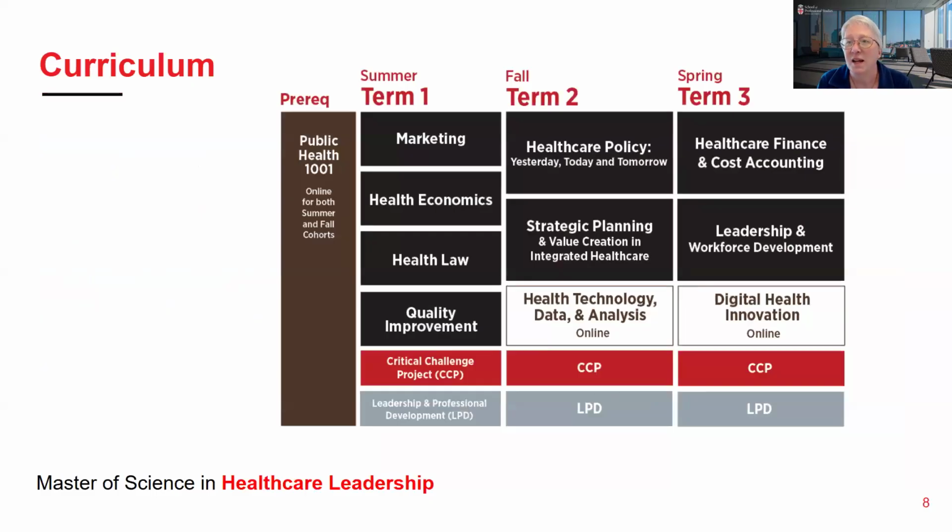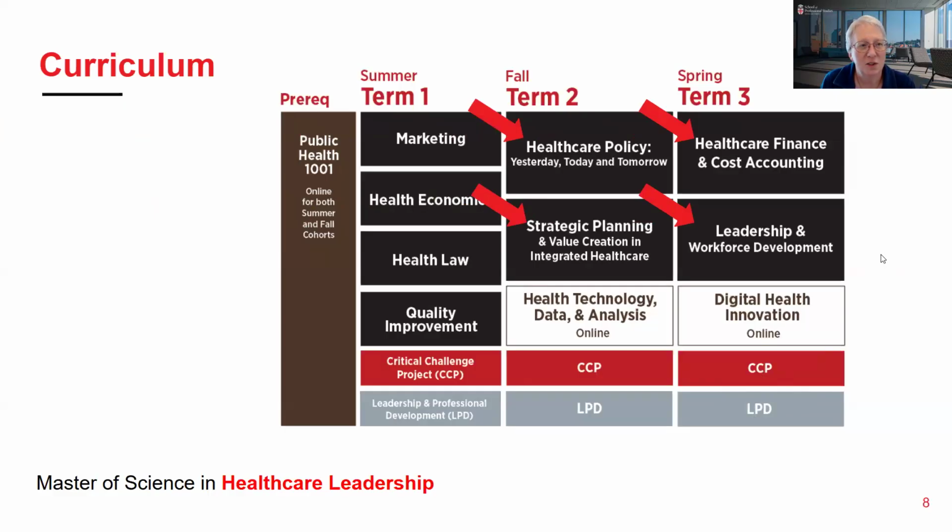The program is 8.5 credits. That's the way Brown defines credits, and occurs over 3 continuous semesters or terms, as Brown calls them, and is comprised of these courses. So I'm going to quickly give you a little bit of those. In the fall and spring term, we have some full credit courses that form the foundation of the curriculum. Include things like healthcare policy, finance, strategic planning, leadership, and workforce development.